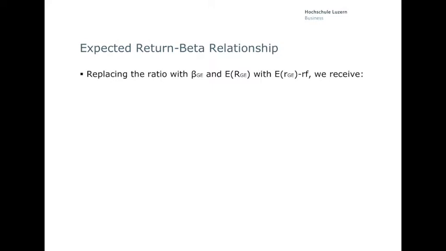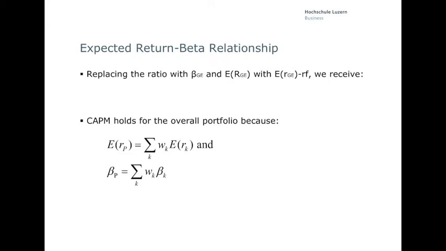Expected return beta relationship. Replacing the ratio with beta of GE in the previous formula and the expected GE risk premium with the expected return of GE minus the risk-free rate, we receive the following term: the risk-free rate plus the beta times the market risk premium. The CAPM predicts that systematic risk should be priced, meaning that it commands a risk premium, but firm-specific risk should not be priced by the market.